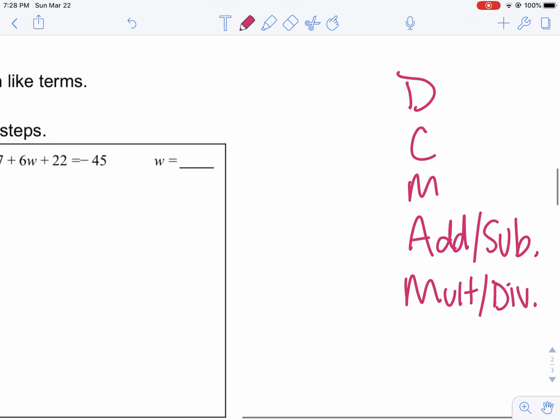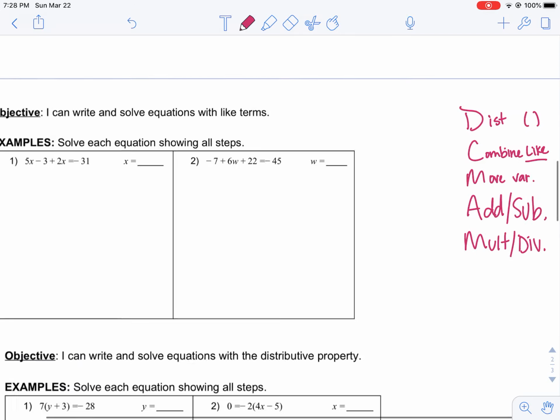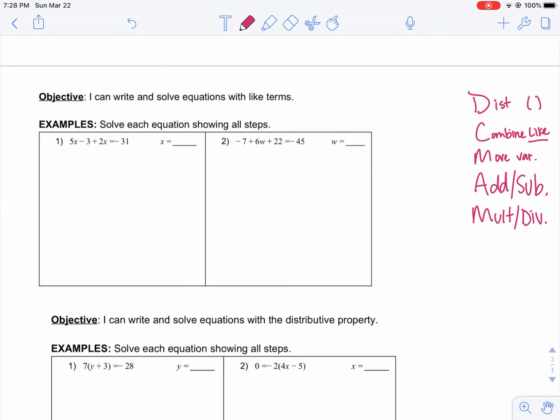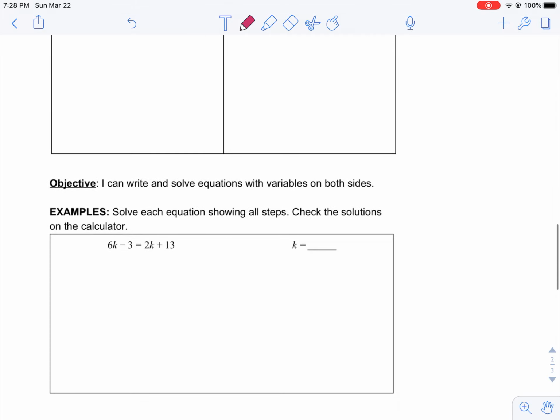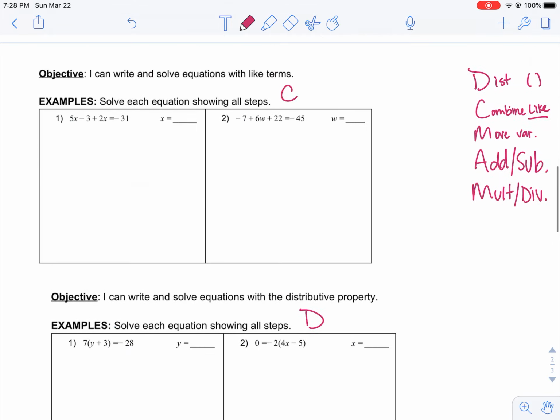So D is for distribute when you see things in parentheses. C is for combine like terms. And then M is for move the variable. So on these sample problems, this is going to be our combine, this is going to be our distribute, and this is going to be our move to one side.